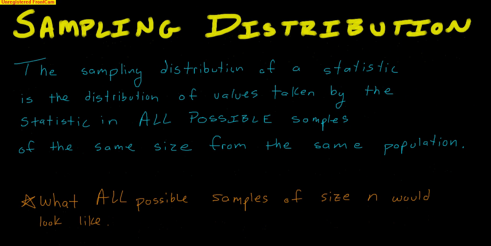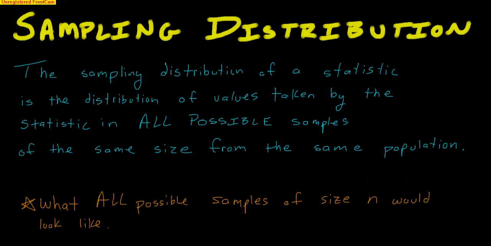Now, this brings us to the definition of what this entire video is about, sampling distribution. This is a pretty important definition, so make sure you take the time to pause, write it down, whatever you got to do. The sampling distribution of a statistic is the distribution of values taken by the statistic in all possible samples of the same size from the same population. So a sampling distribution is just a picture of what all possible samples of size n would look like. Again, it has to represent all possible samples of size n taken from that population.